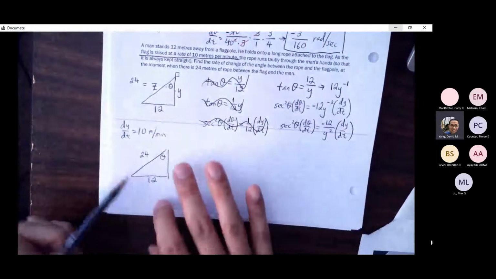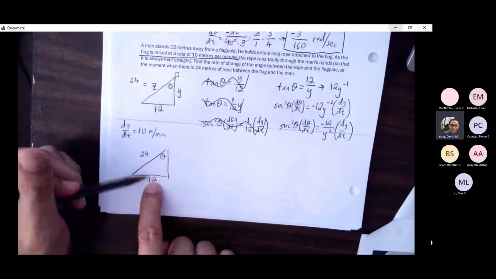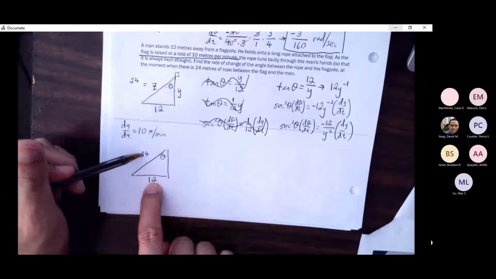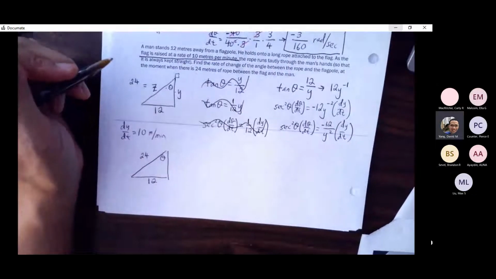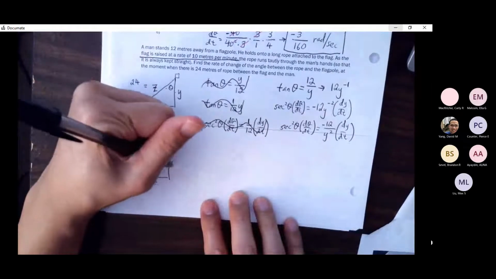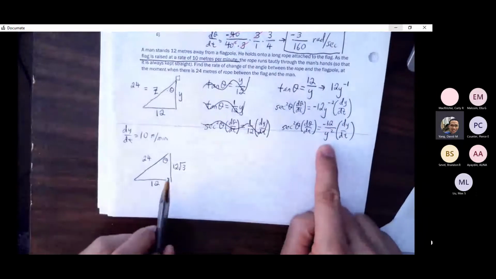Okay, this is also a 30-60-90 triangle because you see that the short leg is half of the hypotenuse. So you can figure that this is going to be 12 root 3. But you can also use the Pythagorean theorem to find that. Okay, so my y value is 12 root 3.